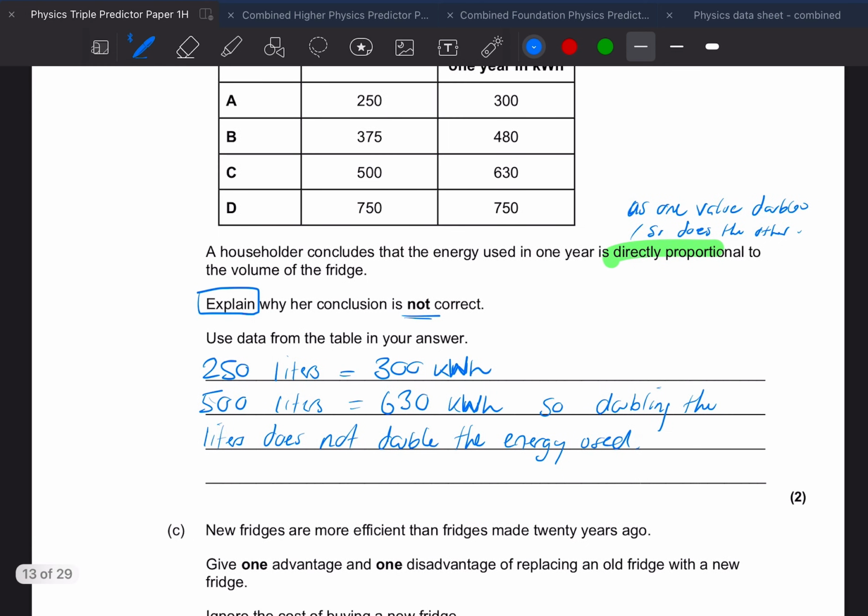Okay, so you always have to show the data. Does this data show this enough for the 2 marks? I've got the point, so doubling the litres does not double the energy used. Yeah, I suppose I could say that. So I suppose I could show it. So we could say, in brackets, 250 times 2 equals 500, whereas 300 times 2 equals 600, not 630. So something like that gives you that data.